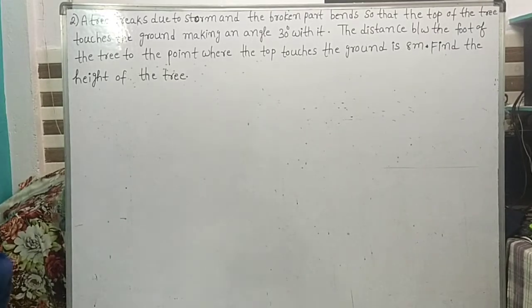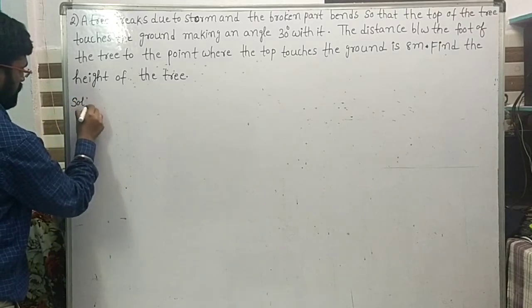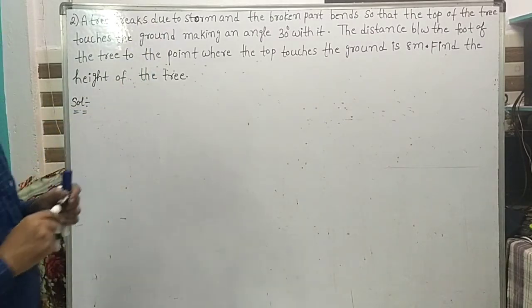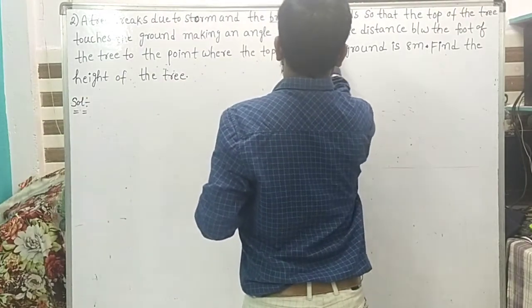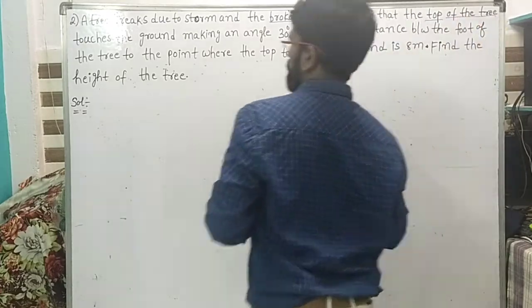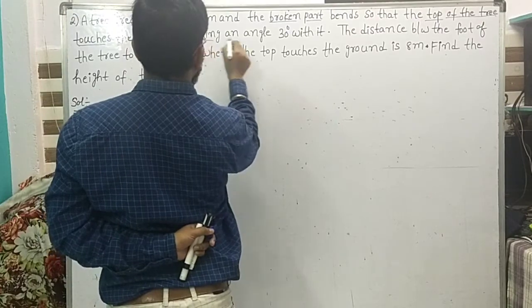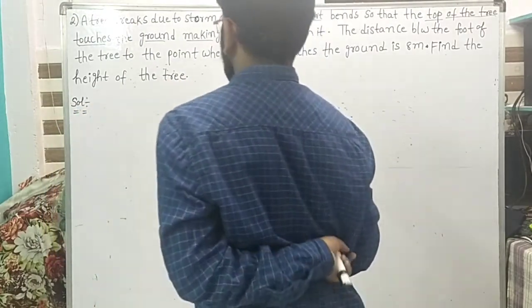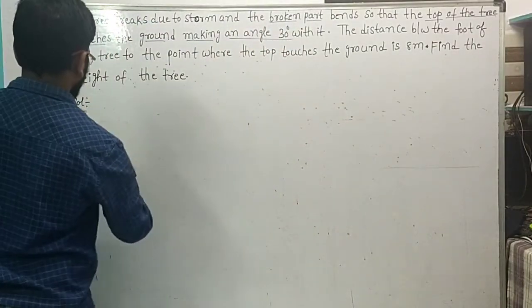So now, the second question. See this second question. The solution for this: a tree breaks due to a storm, and the broken part bends so that the top of the tree touches the ground, making an angle of 30 degrees. So first draw a tree.